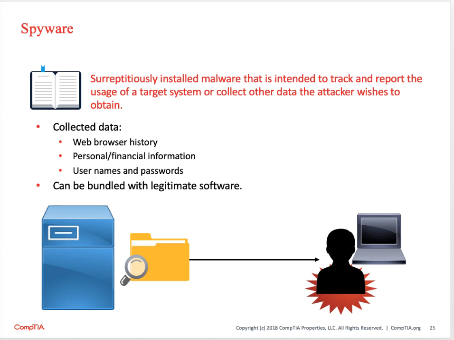Spyware. Spyware is what I was talking about. It could be inside of your adware at times. Spyware is installed malware that is intended to track and report the usage of the target system to someone else, the attacker, right? So the data collected can be web browsing history. It could be personal information. It could be bank account information. It could be your username and password.